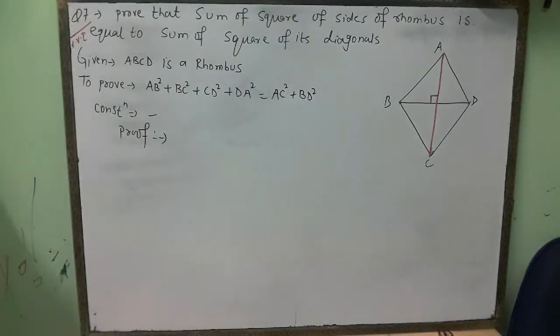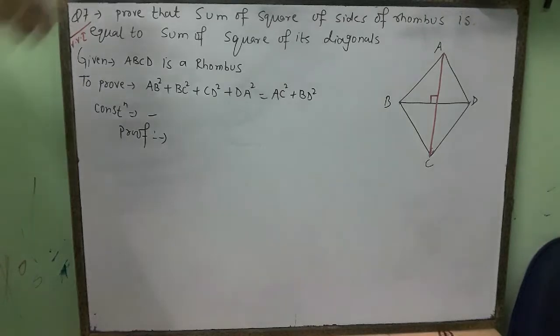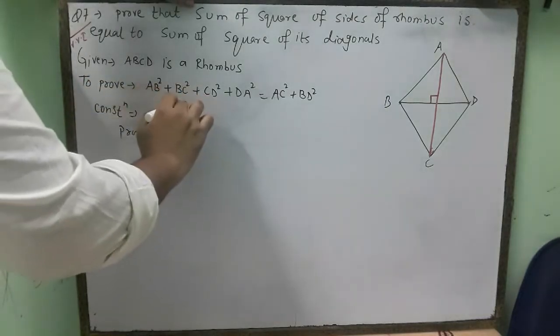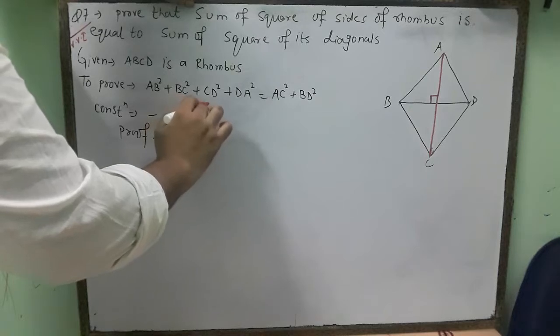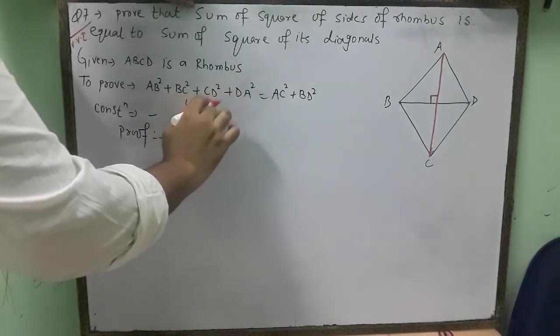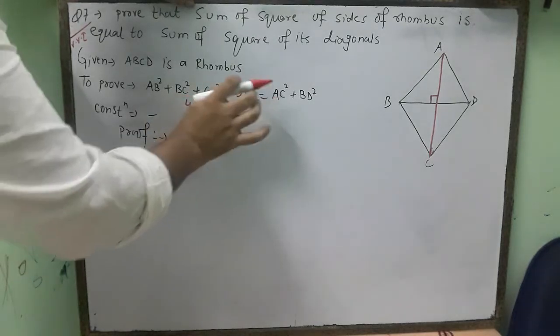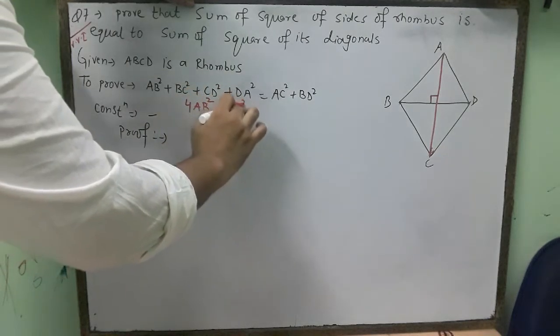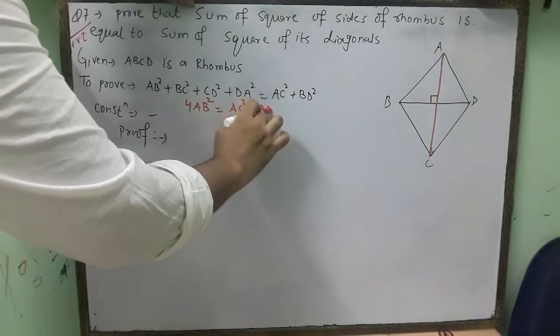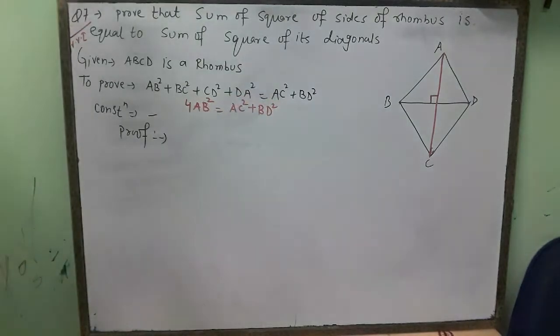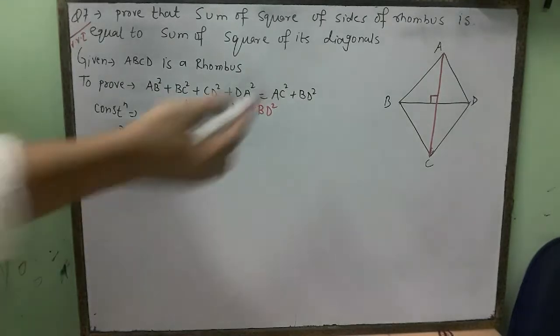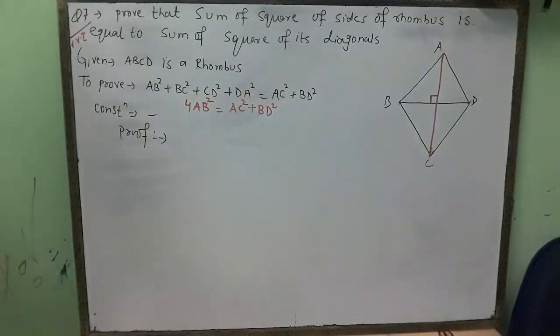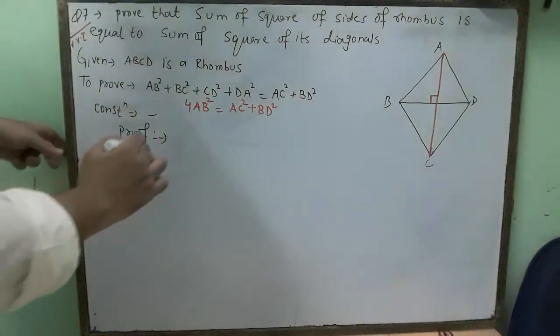As you know, in a rhombus all sides are equal. So this can be written as 4AB square or 4BC square or 4CD square, whatever, it will be the same as above. Okay, let's see how to prove this one. As you know, the diagonals bisect each other at 90 degrees in a rhombus. So there are four right angle triangles.